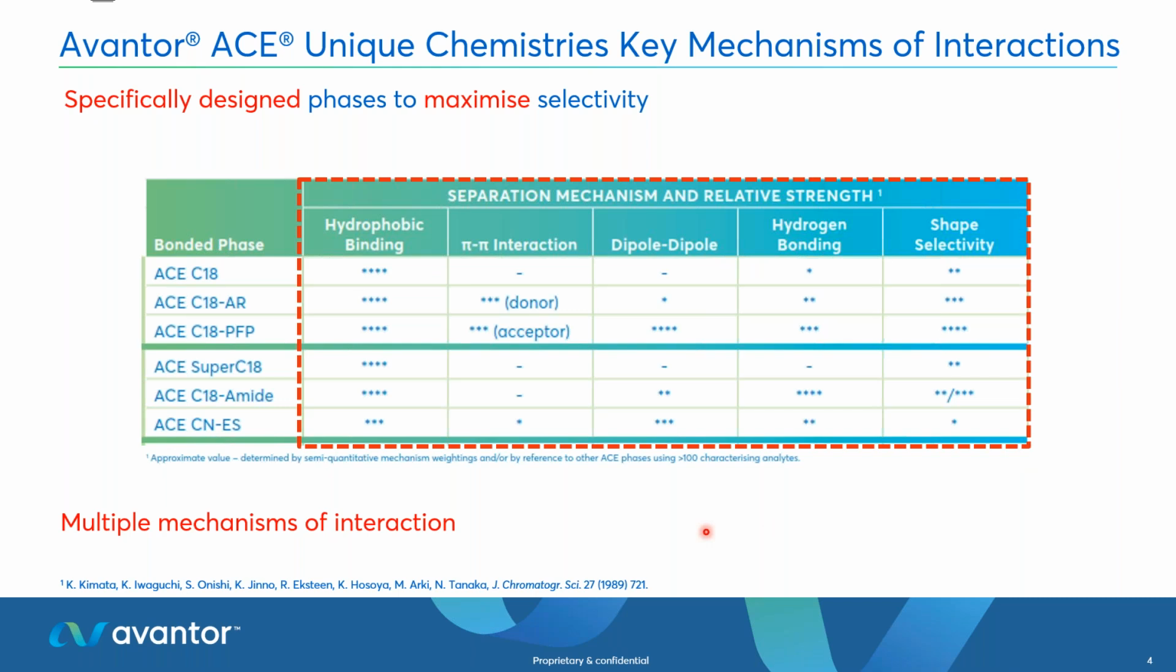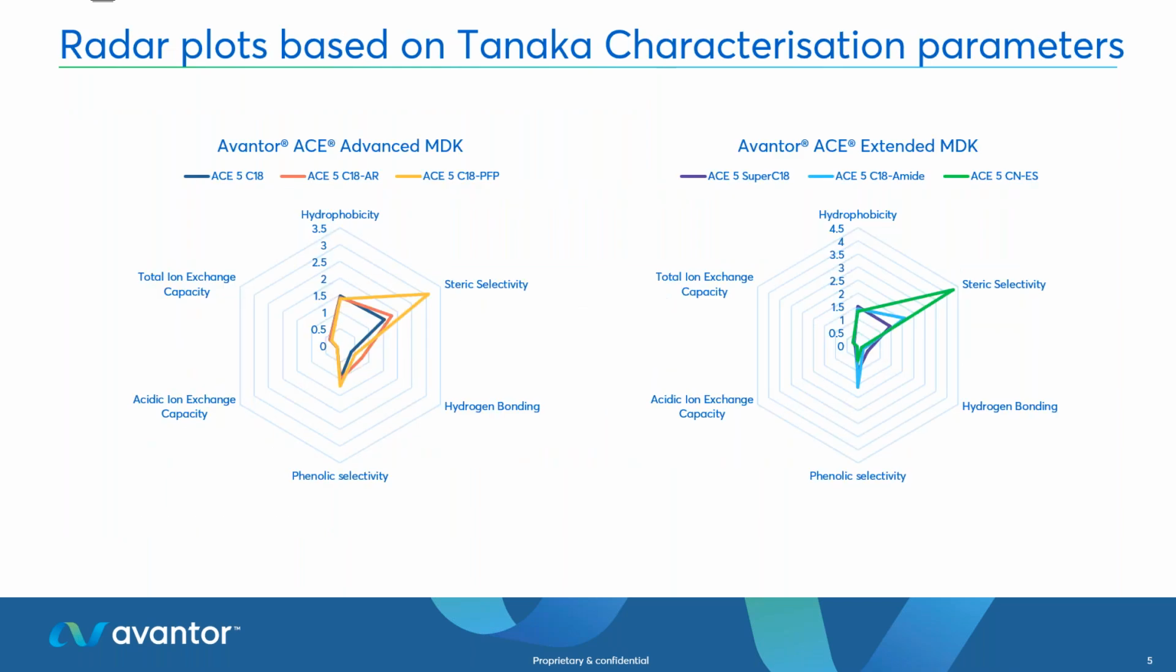And we work this out by looking at test probes. Again, you can check your columns and see how similar or how different they are using different chromatographic techniques. One, for example, is Tanaka testing, and this is how we got those weightings. You can see each column has a different weighting and therefore is a good choice when it comes to your method development.